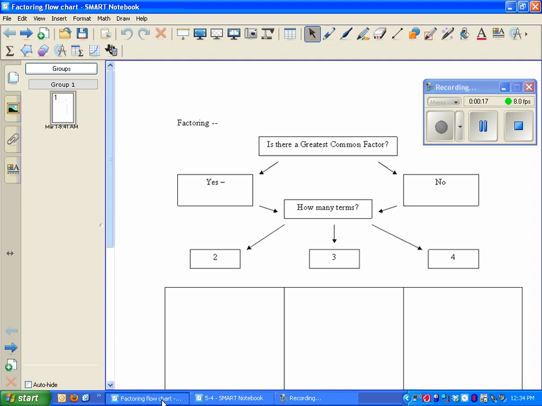You're always looking for a GCF. So if it does have the greatest common factor, then factor the GCF. Okay, and then move on. So we're going to add to this as our lesson goes. So you're looking for either 2 terms, 3 terms, or 4 terms, and we'll refer back to this. If there's no greatest common factor, then you just proceed with the 2 terms, 3 terms, or 4 terms.